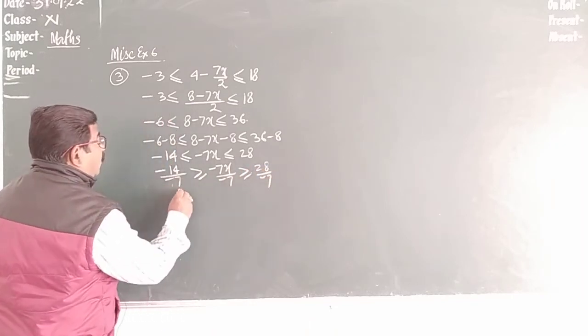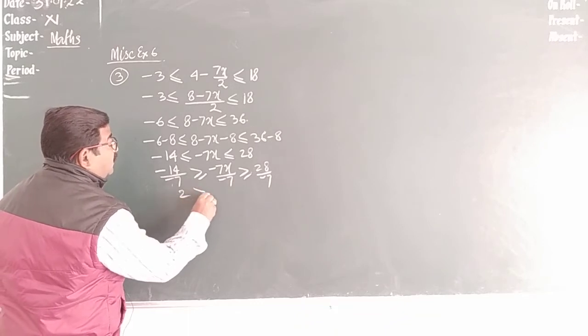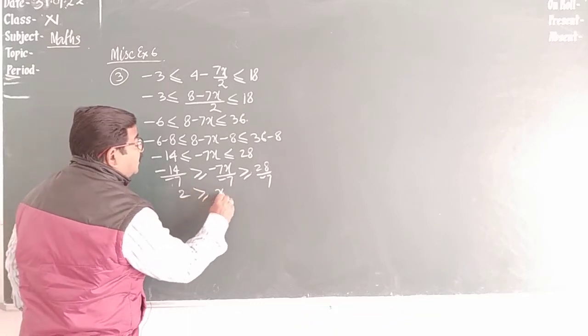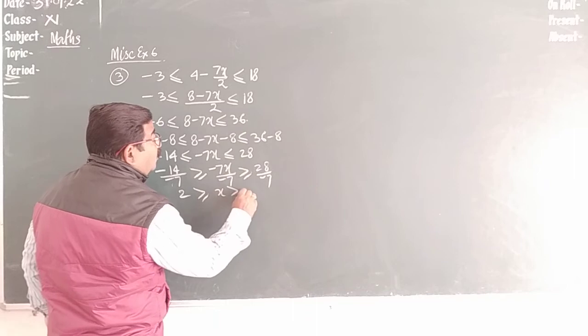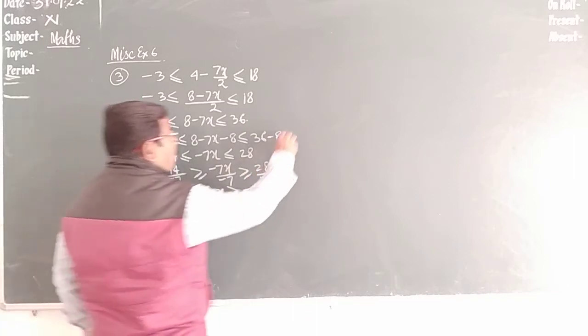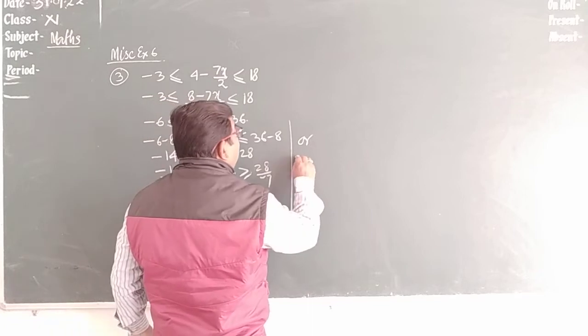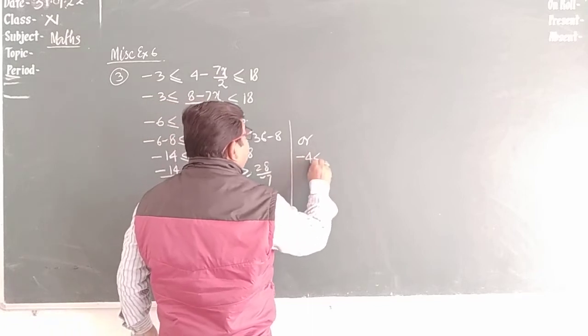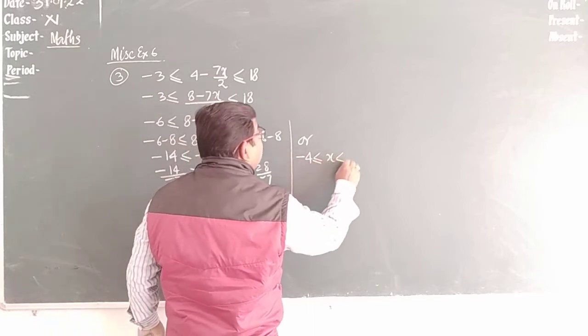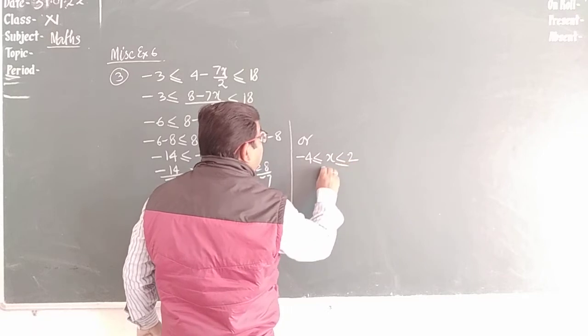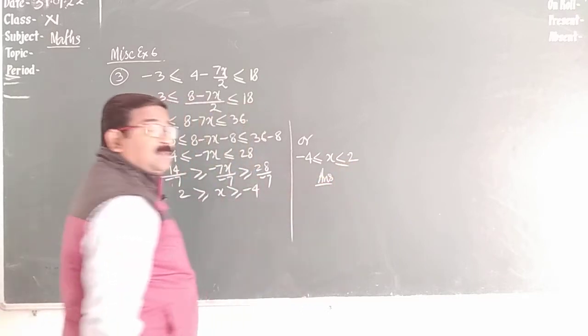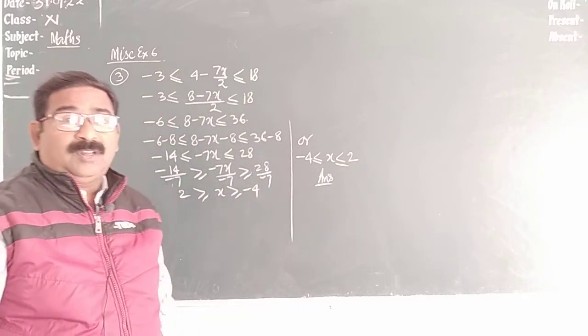So here we have got 2 is more than or equal to x is more than or equal to minus 4, or we can write the answer minus 4 is less than or equal to x is less than or equal to 2. This will be the answer. I hope you understood.